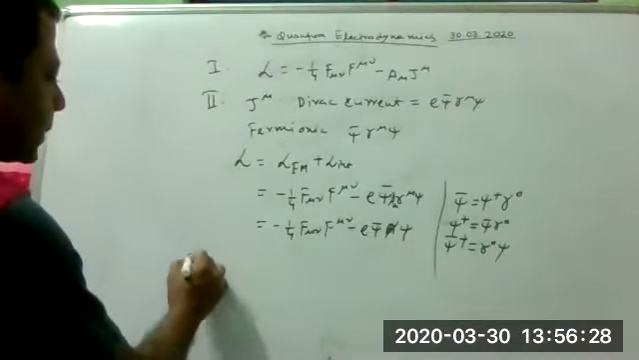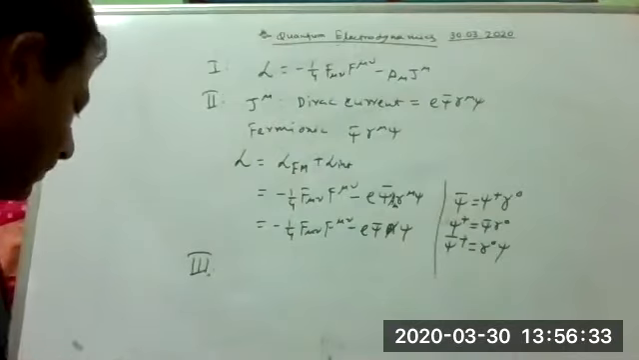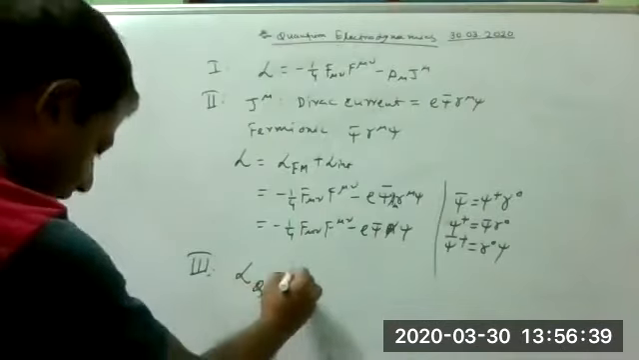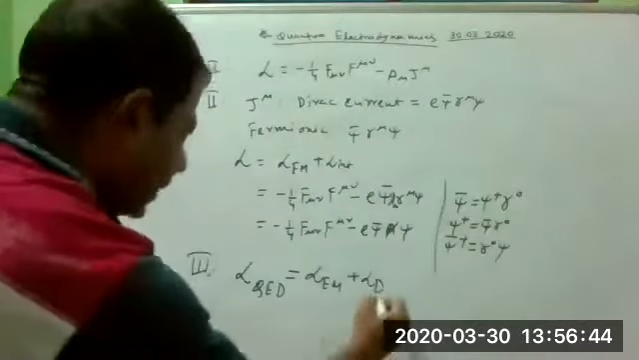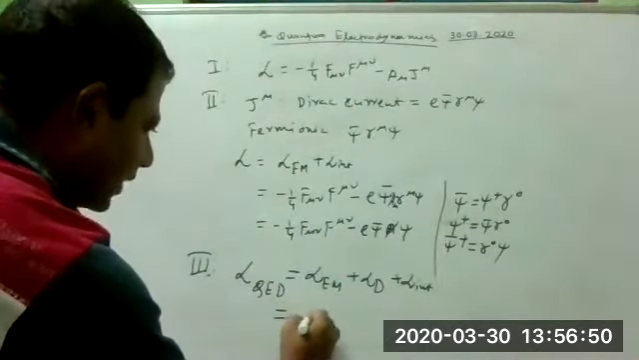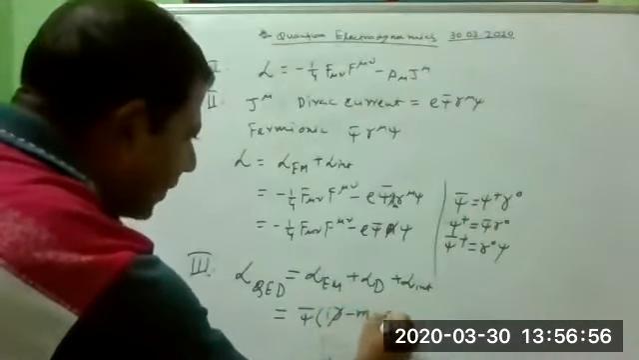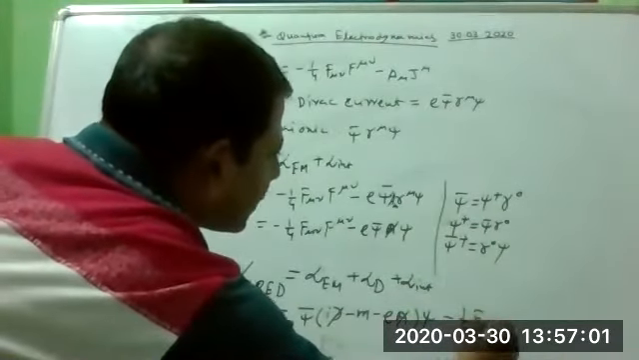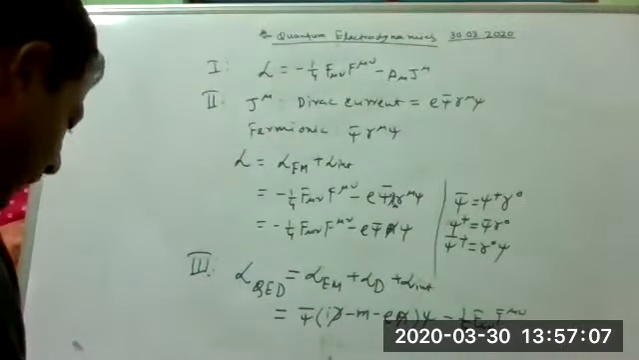Step 3. Add to this the Dirac Lagrangian LD. So L of QED can be written as L of EM plus L of the Dirac Lagrangian plus L of interaction between the electromagnetic field and the Dirac field. So therefore we can write psi bar i del slash minus m minus e A slash of psi minus 1 by 4 F mu nu F mu nu as the LQED, which is the Lagrangian of QED.